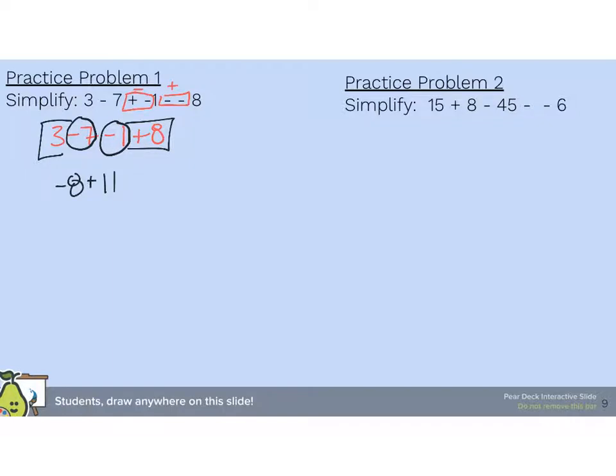Now my signs are different, so I subtract. 11 minus 8 is 3, and I have more positives than negatives, so the answer to this one is positive 3. Question number 2.